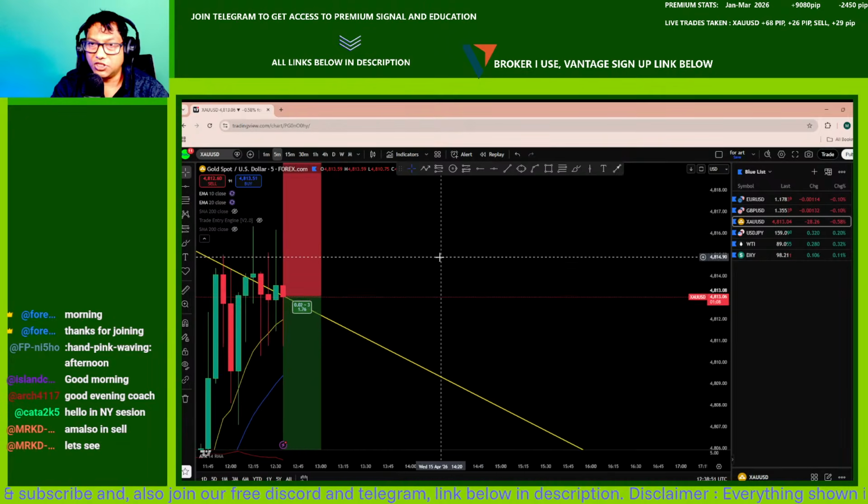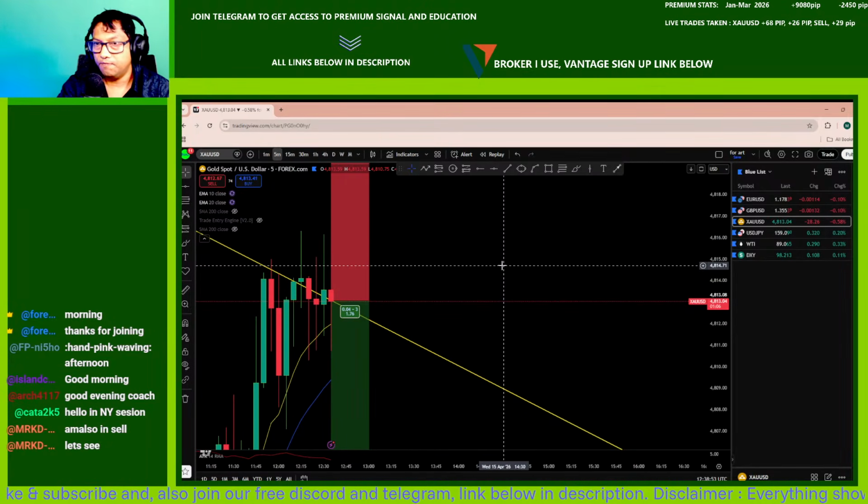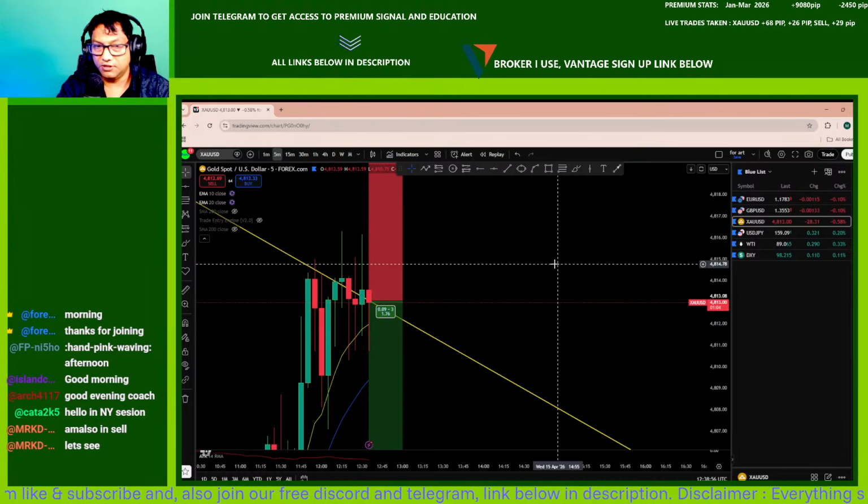And on the 5-minute price action you can see it is also creating a long wick doji here in that zone.